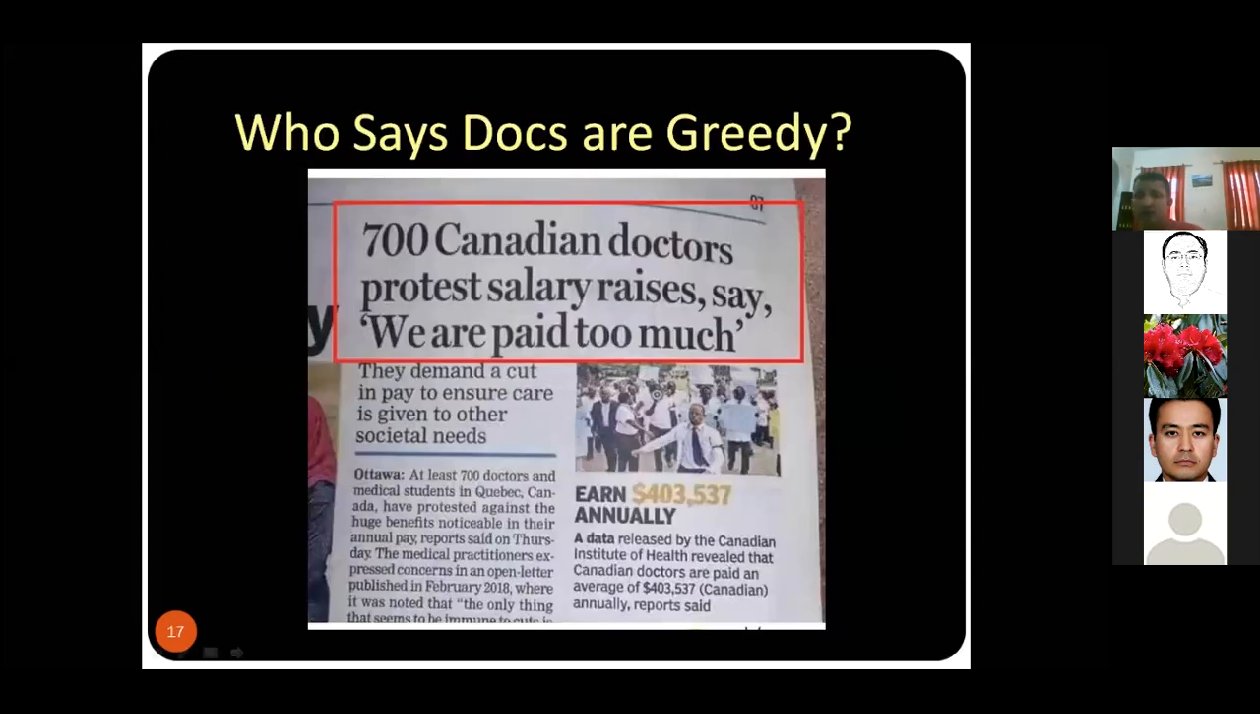How about if there are a lot of things going on in the lay press that doctors are always after money? If you are going to do a presentation, you can cut this out from the newspaper, and it would be a fantastic thing to start your presentation. 700 Canadian doctors protest salary rises, say we are paid too much. I think this was done in 2019 or 18. I forgot the date, but actually Canadian doctors protested against their salary raise. We can give many pictures.